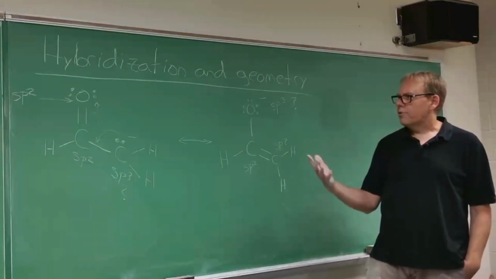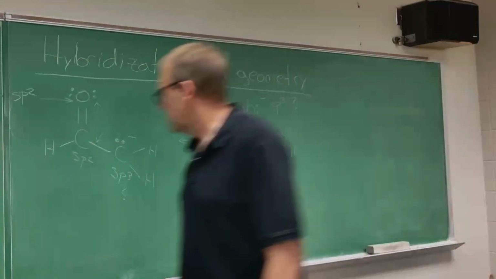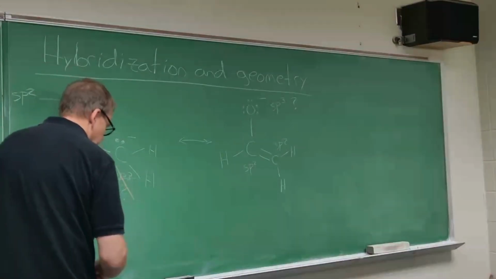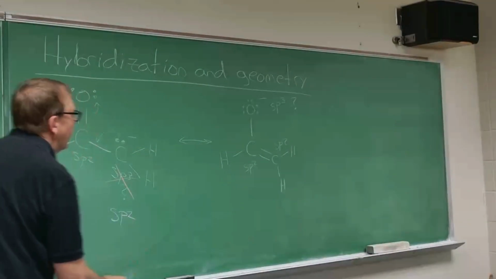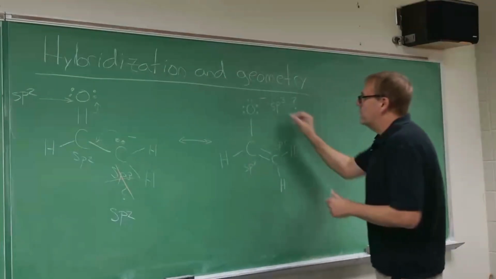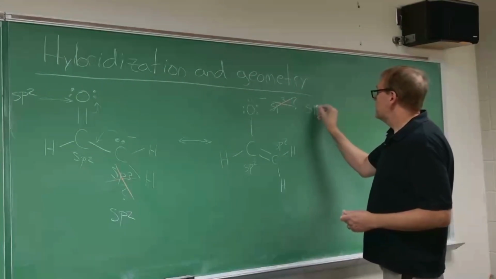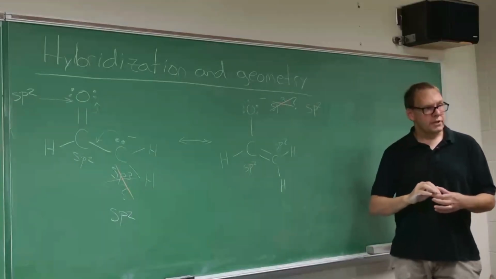It can't be both. And it turns out what it is, it's not sp3, it's actually sp2. And this one, this oxygen, it's not sp3, it's actually sp2. And so this is kind of an exception to the hybridization prediction rules that we've discussed.